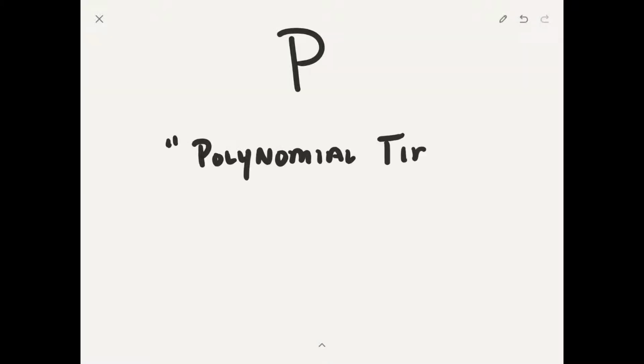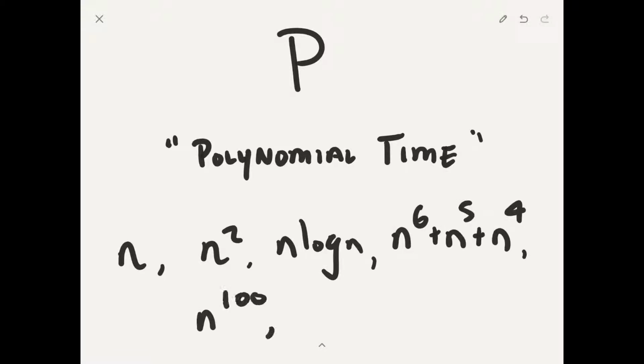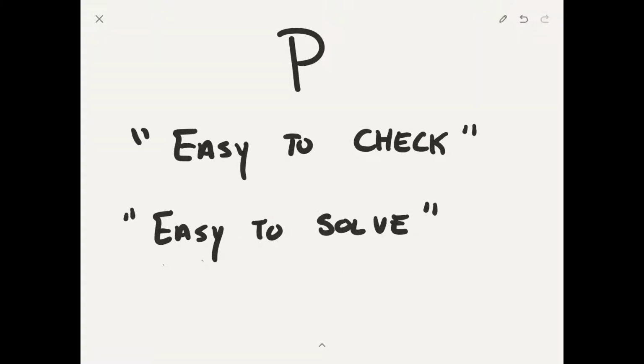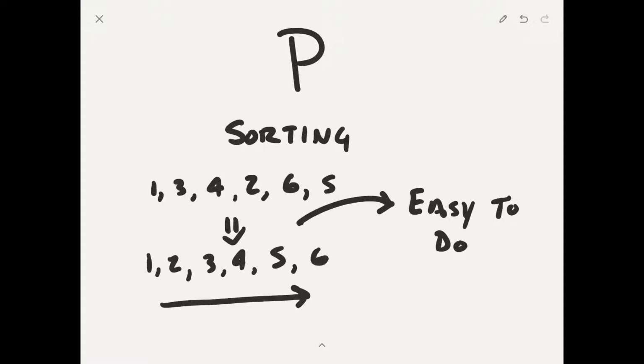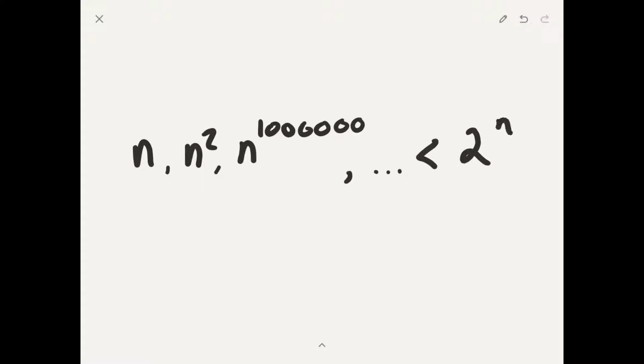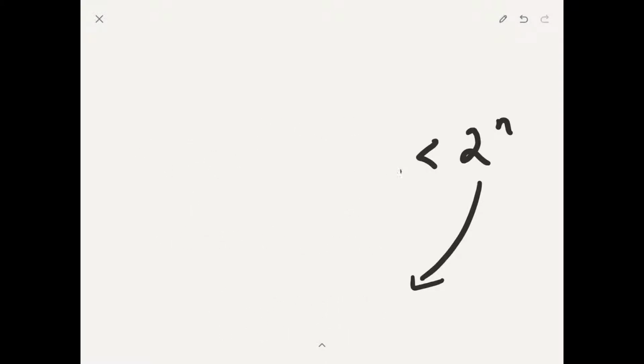P represents all problems which can be solved in polynomial time. In layman's terms, the speed of a computer finding a solution depends on the size of the input alone, and results in solutions being found quickly. P problems, such as sorting, are easy to do and easy to check. As polynomials increase in size, the time complexity that they represent becomes slower and slower and slower, before eventually it reaches an exponential point, which represents one of the slowest possible time complexities.